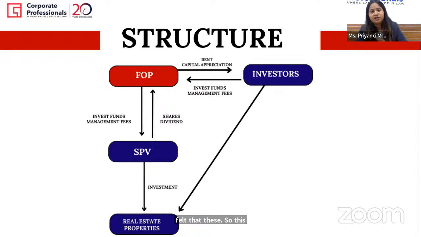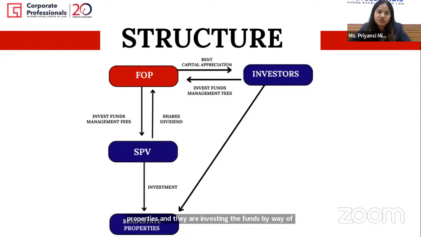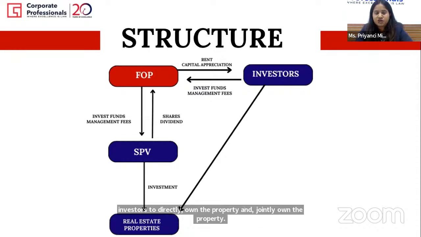So this is the current structure. As I mentioned, there is no particular structure, and there are varied business models that these FOPs are following. This is a basic structure in which we feel most of the FOPs are currently operating. The FOPs are generally following two models. First, they purchase the properties and invest the funds by way of an SPV. An SPV is a private limited company which they create, and they take the money from the investors and invest it in a particular SPV in which the real estate asset is held. Or they allow the investors to directly and jointly own the property. So these are the two ways in which FOPs are currently operating.